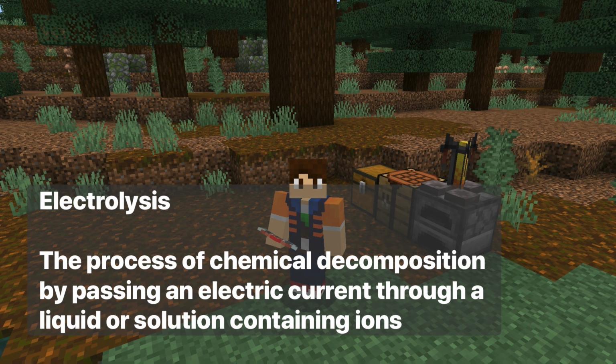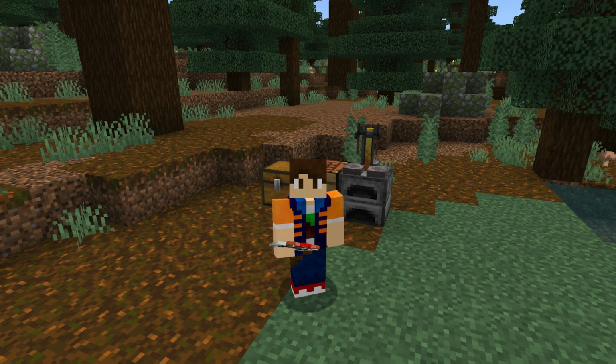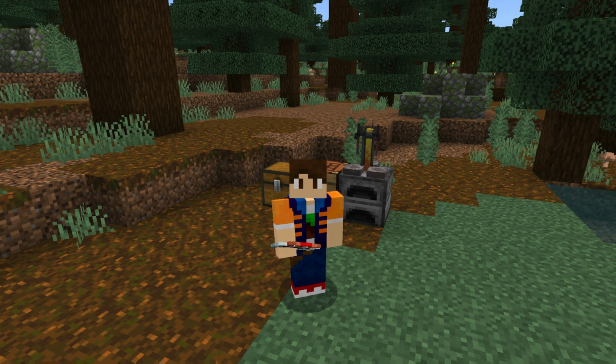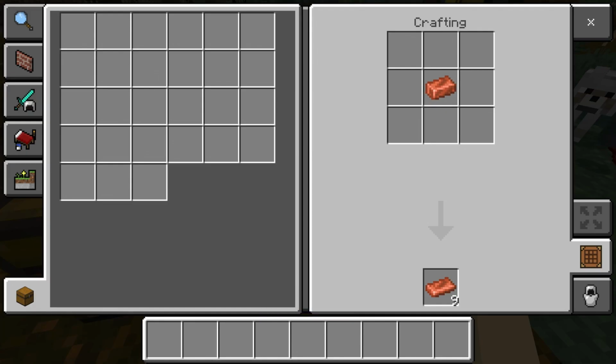See, electrolysis is basically when you use electricity to break down a liquid. So when electricity is passed through a liquid, like let's say water, eventually the water will break down and produce whatever molecules are found in water. Which is why the electrolysis apparatus is also crafted with redstone components. Oh yeah, you can also make copper sheets from copper ingots.